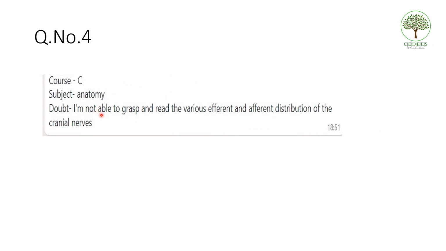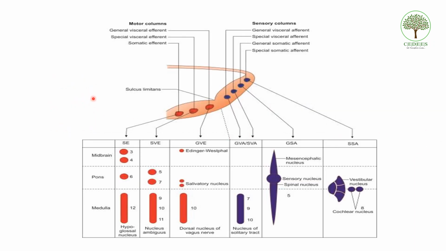So fourth question. I am not able to grasp and read the various efferent and afferent distribution of the cranial nerves. It is basically the functional components of the cranial nerves. Don't get scared by looking at this diagram. I'll try to explain in a simpler way, but it's confusing. Can you see it is motor columns and sensory columns? Motor means efferent, sensory means afferent. These two terms you have to be thorough.